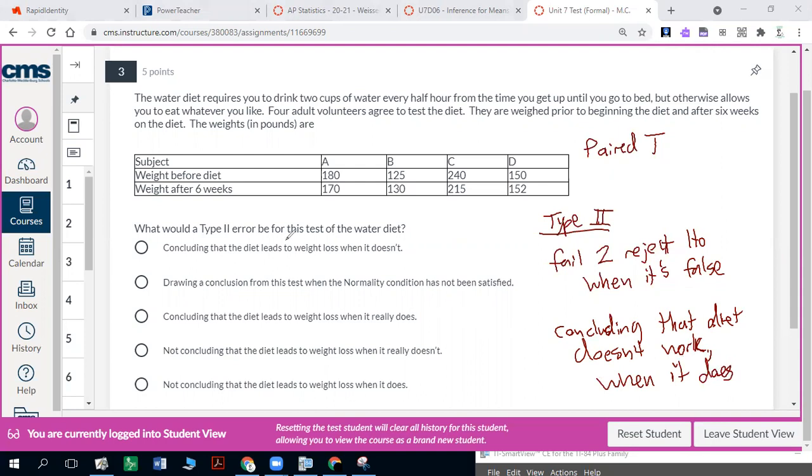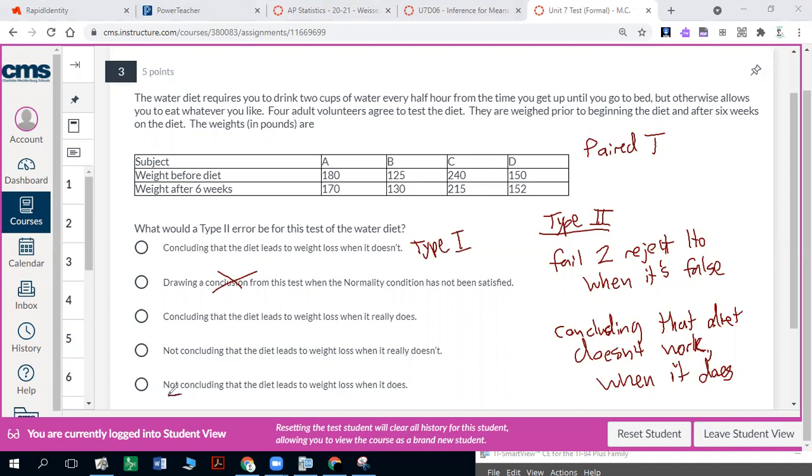So what does that correspond to over here? Conclude that the diet leads to weight loss when it doesn't. That's type 1. Draw a conclusion from this test when the normality condition has not been satisfied. Nope. Concluding that the diet leads to weight loss when it really does. That doesn't make any sense. And not concluding that the diet leads to weight loss when it really doesn't.